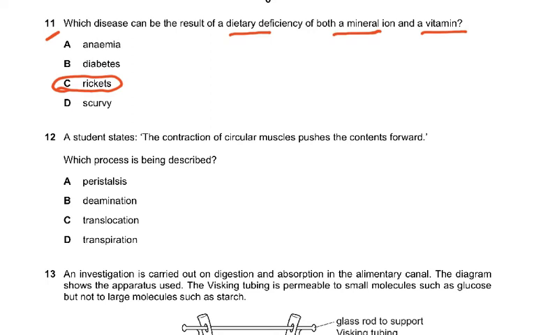Anemia is because of the deficiency of iron. Diabetes is the deficiency of making insulin, so the person won't be making any insulin and will suffer from diabetes. And scurvy is the deficiency of vitamin C.